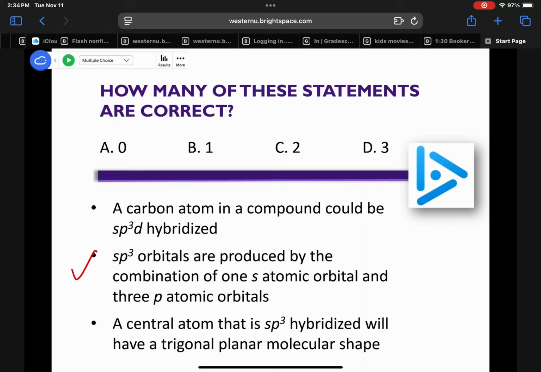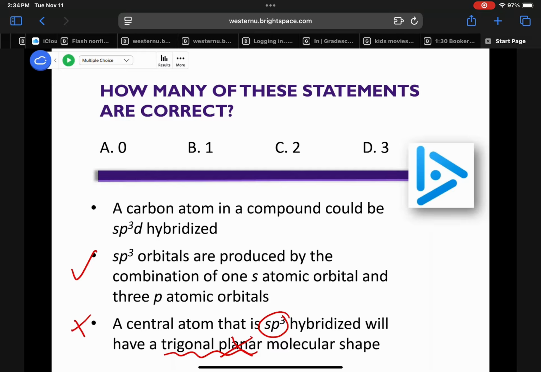What about the next question? Or the third statement, let's look at that one. A central atom that is sp3 hybridized will have a trigonal planar molecular shape. And that's not the case because if we have sp3, that means we put in s, p, p, and p. That means we have 4 regions of electron density, and 4 regions of electron density tells us to start with our tetrahedral electron arrangement. Even if one of these was non-bonding, we're not left with a trigonal planar shape, we're left with a trigonal pyramidal shape. So we could be trigonal pyramidal if it was like NH3, for example, but we're not going to get trigonal planar from an sp3 hybridized atom. So the planar is the problem. If it said trigonal pyramidal, that could be an option.